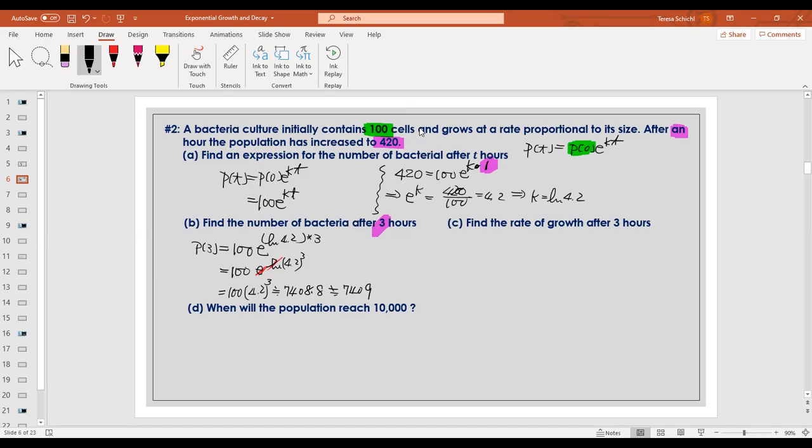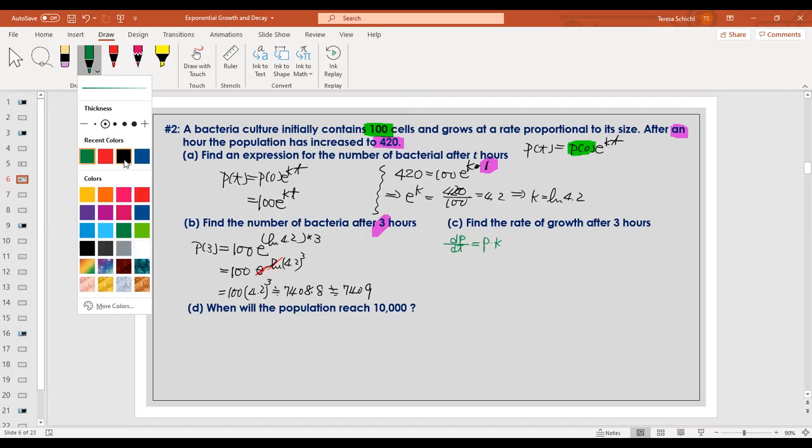Okay, so part C, I want to find the rate of growth after 3 hours, right? Remember, this is very important, because we said dP/dt is equal to P times K. That was the initial formula. The rate of change is proportional to the population. We call this an exponential growth or decay type of problem.